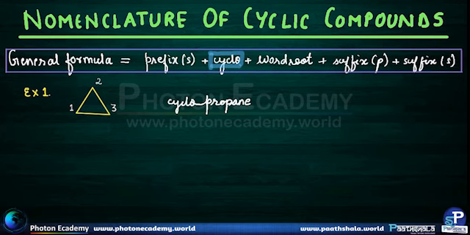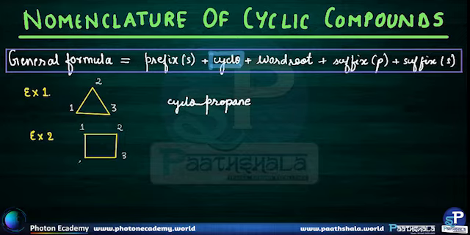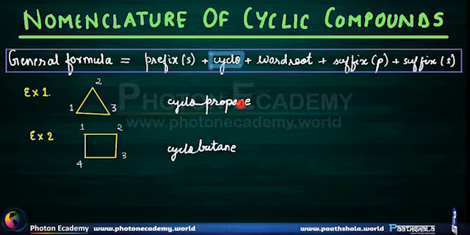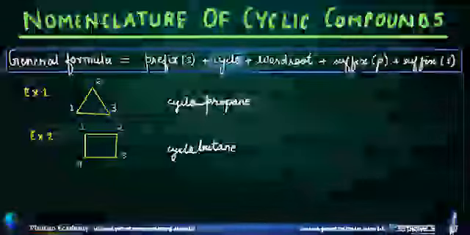Let's see example number 2. This is our example number 2. Let's number our chain first. 1, 2, 3 and 4. The word root for this compound is but. The primary suffix will be ane, and we just need to add cyclo over here. So, the correct name for this compound is cyclobutane, and for the previous compound it's cyclopropane. Now, let's solve some slightly more difficult examples to learn the naming of cyclic compounds.